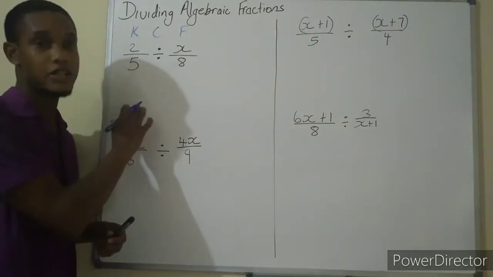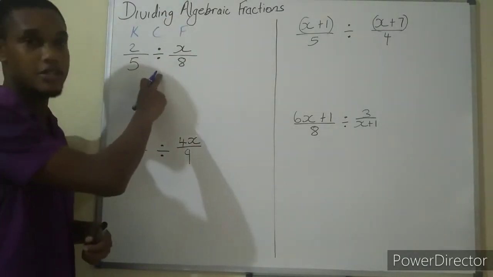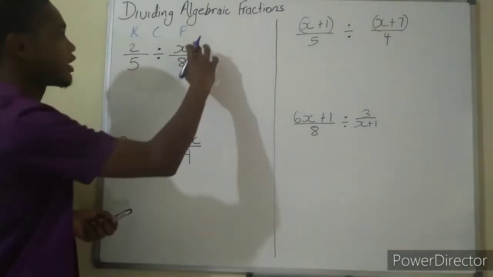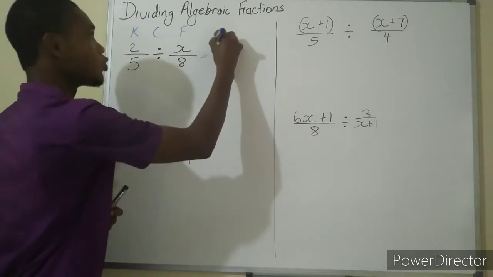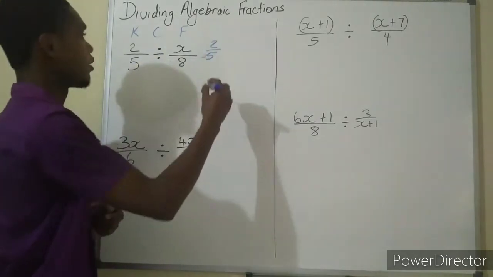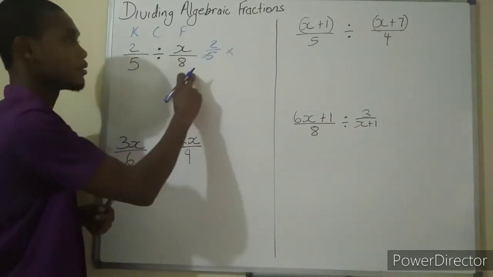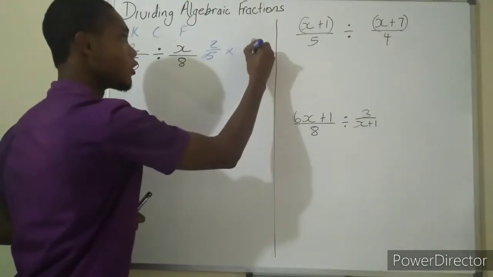So you keep the first fraction as it is, you change your division sign to a multiplication sign, and then you flip the last fraction. So applying that, it would be 2 over 5 multiplied by 8 over x.